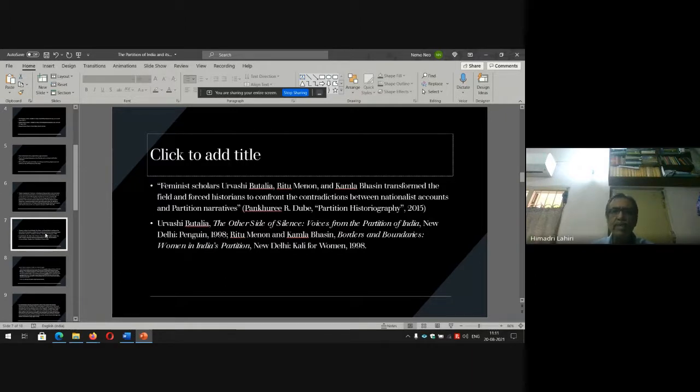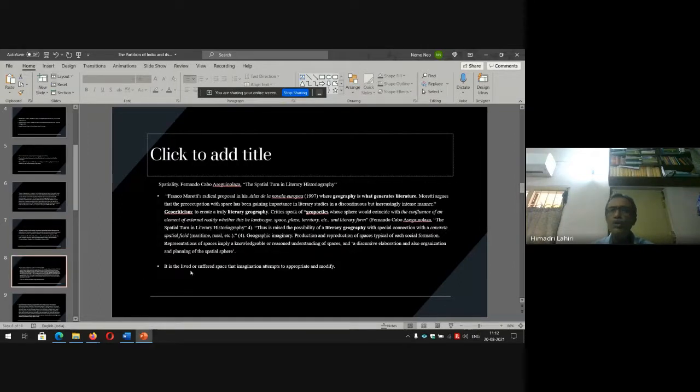Here are two quotes. There is a quote here. Feminist scholars Urvashi Butalia, Ritu Menon, Kamla Bhasin transformed the field and forced historians to confront the contradictions between nationalist encounters and partition narratives. Urvashi Butalia's book is The Other Side of Silence: Voices from the Partition of India. And Ritu Menon and Kamla Bhasin have written another book which is called Borders and Boundaries: Women in India's Partition. These are two important books which you should remember.